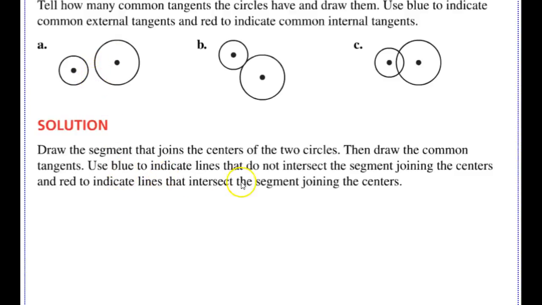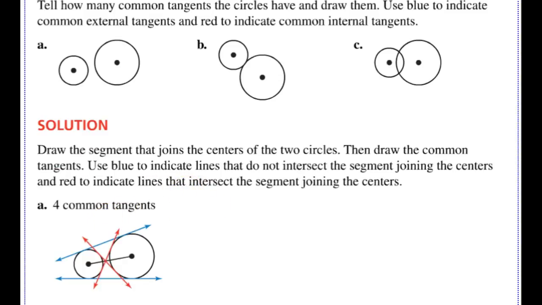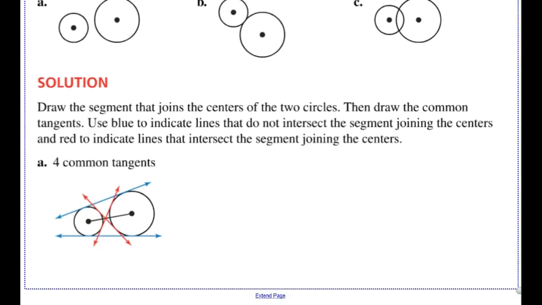Okay, so I'm going to use blue to show the lines that don't intersect the segment joining the centers, and red to show the lines that do intersect those. So in A I have 4 common tangents, right? So I draw my line from my two centers, and then I find all of my tangents.